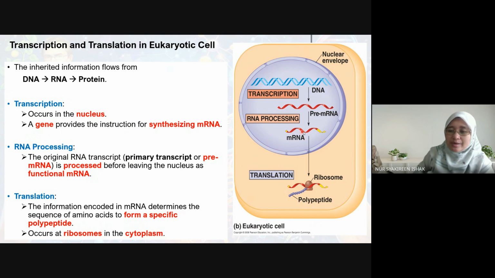Only then this mature mRNA is exported out of the nucleus, goes to the cytoplasm, finds a ribosome and is involved in protein synthesis, which is translation. The information encoded in the mRNA determines the sequence of amino acids to form a specific polypeptide. It occurs at the ribosome in the cytoplasm. So the difference between eukaryote and prokaryote is this extra stage, and transcription occurs in the nucleus. So let's end our session at this moment.